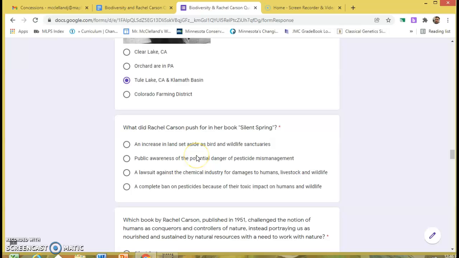What did Rachel Carson push for in her book Silent Spring? She wasn't trying to get wildlife sanctuaries, but she did want the public to become aware of the potential dangers of pesticide mismanagement. She wasn't proposing a lawsuit against the chemical industries. She didn't want to completely ban them.